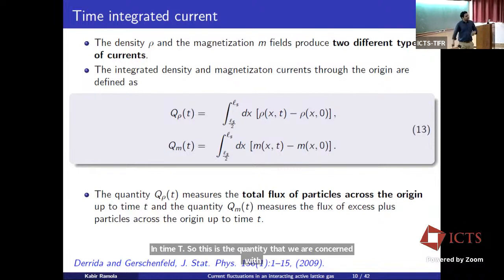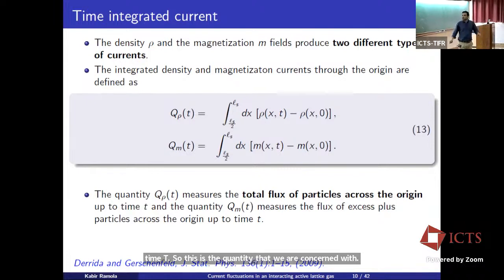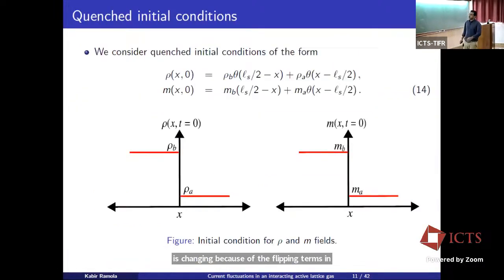Similarly, you can do the exact same thing for the magnetization. So this is why it's called the integrated current. And so this quantity measures the total flux of particles across the origin. QM measures the flux of excess particles across the origin up to a time t. Of course, this will also have terms which are coming from flipping. So you can have magnetization that is changing because of the flipping terms in half of the system. Okay. So for the rest of this talk, I will focus on quenched initial conditions, where you basically start with the step initial condition of this sort.